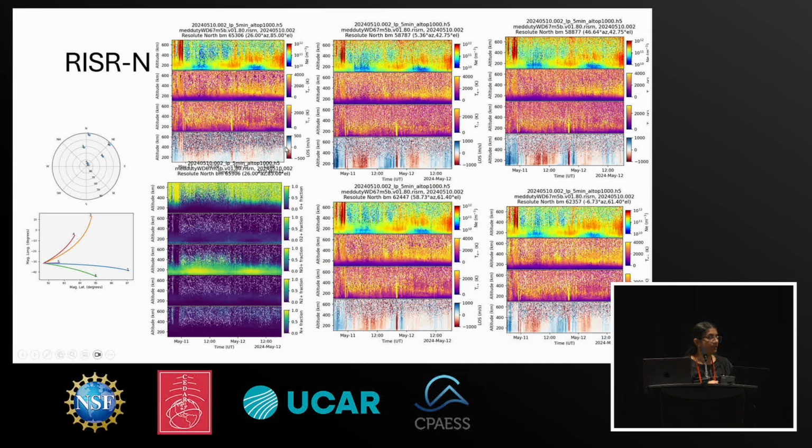But when we look at this plot here, those are the ions that we fit for: N+, N2+, NO+, O2+, and O+. As you can see, O+ is depleted, but NO+ has increased above 300 kilometers. And these are all information from different beams, and strong velocities at the beginning of the storm and later on as well.